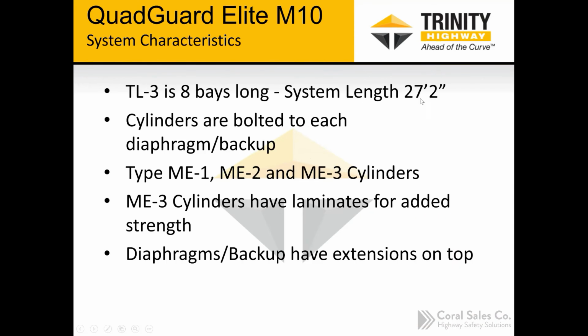Again, the system is essentially 27 feet 2 inches in the case of the narrow system. The cylinders are bolted to each diaphragm, and I think I've got a slide to depict that. Again, I talked about the 3 different types of cylinders that are used. Essentially, the ME2 and the ME3 cylinders are the 2 varying wall thicknesses, as the ME3 cylinders have the laminates, and that provides added resistance or strength.